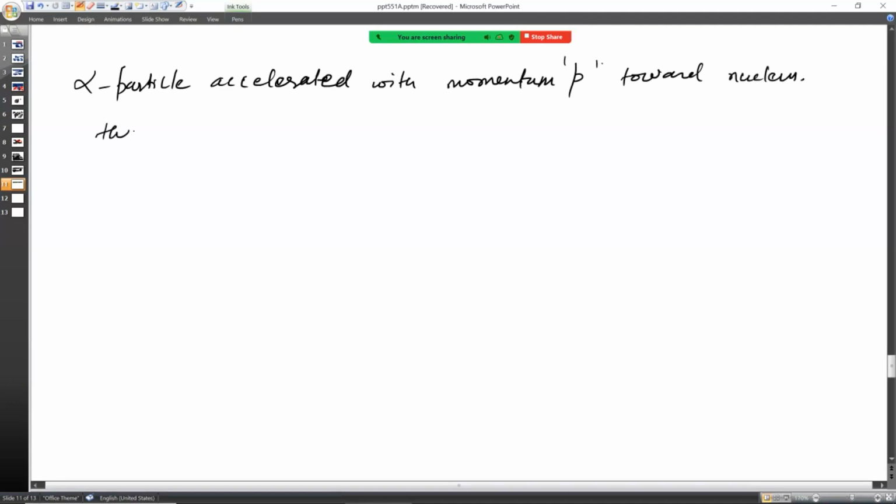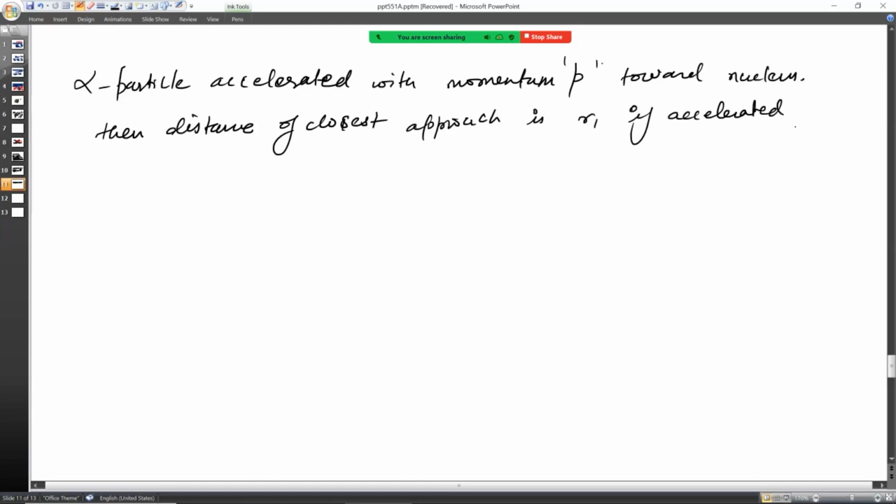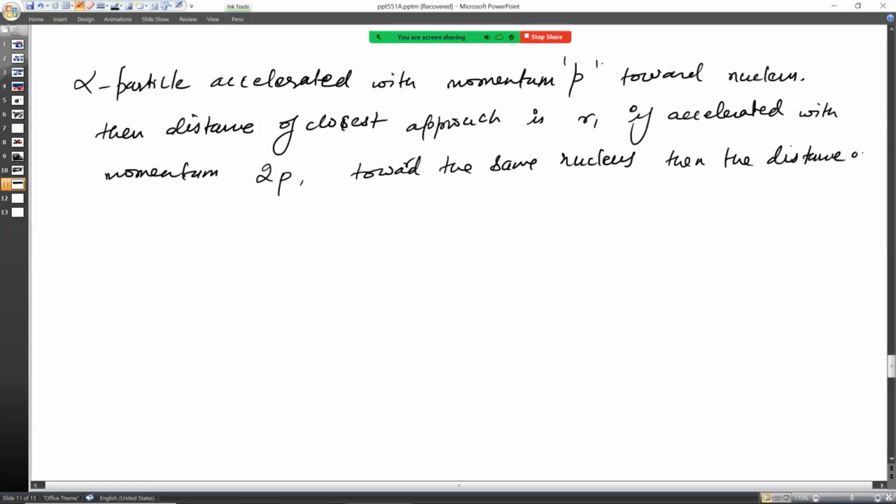Towards the nucleus. Then the distance of closest approach is R1 if accelerated with momentum 2p towards the same nucleus, then the distance of closest approach, note it down, closest approach will be, okay, will be.